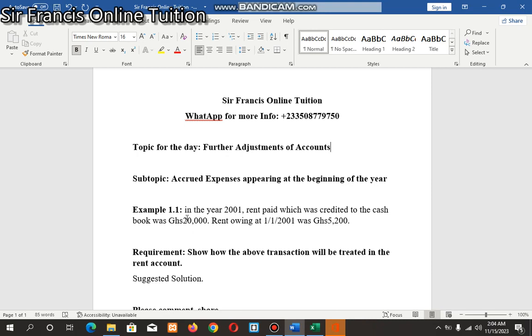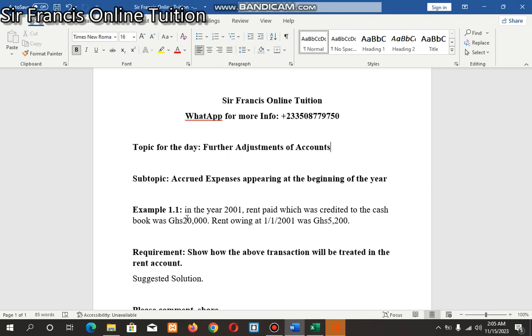What it means is that when we are coming from the year 2000, we were still having some expenses that we couldn't finish paying. So this 5,200 is relating to the previous accounting year, which is the year 2000. And since we couldn't make payment for that, it is standing in our books as owing or accrued expenses. So it has been brought forward in the current year, and it is appearing at the beginning of the accounting year.